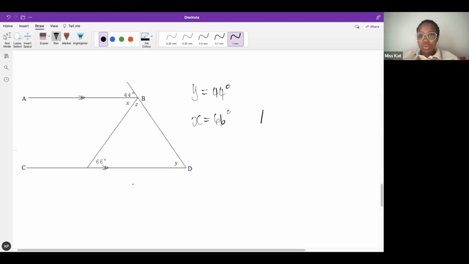There we go. Alternate angles. And what are my lines? It's AB and CD. Okay. AB is parallel to CD. I'm still waiting for a reason for Y, guys. Still waiting for a reason for Y. It is 44. That is correct.